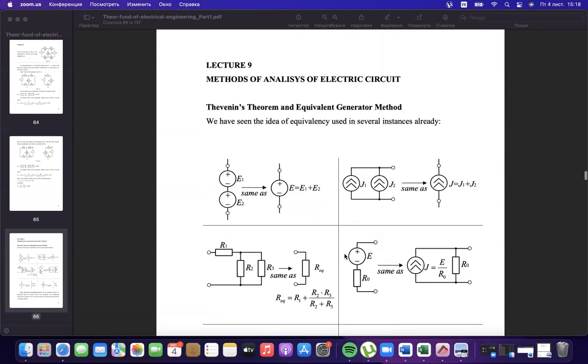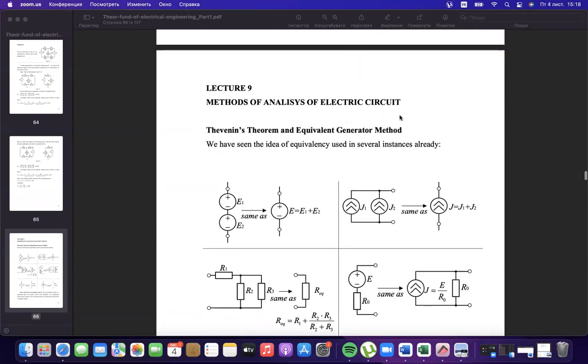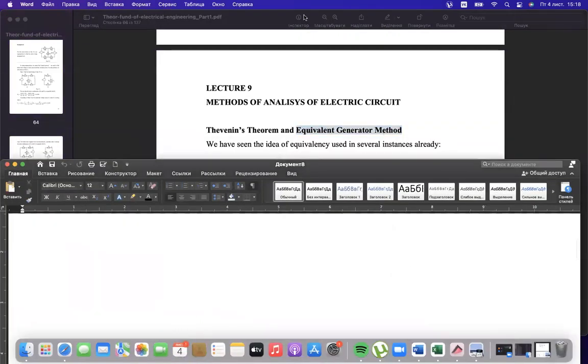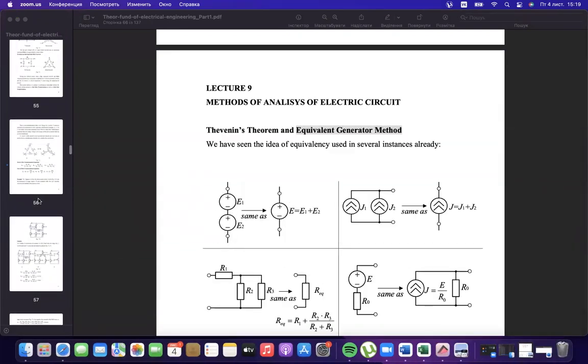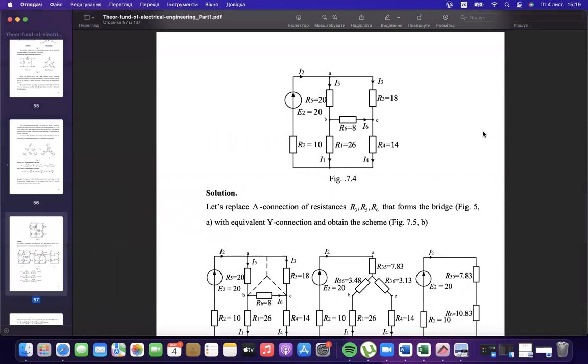All these ideas we will need for the next, the last method for direct current, that is called the equivalent generator. The idea is also quite interesting. If you have some circuit, let's see it on some practical case. For example, here.